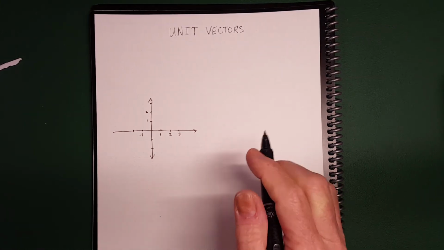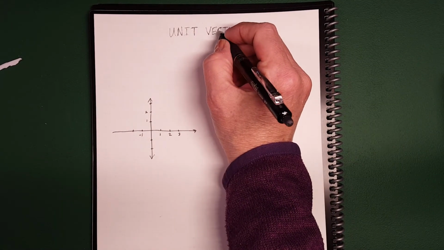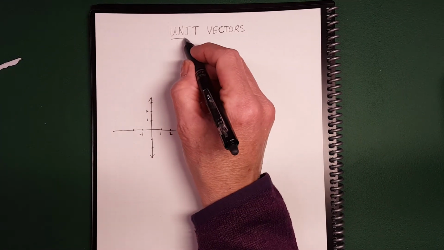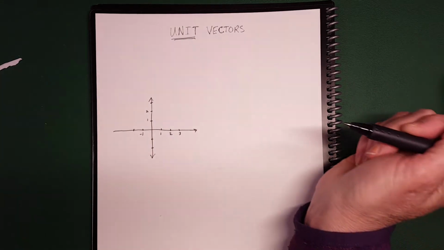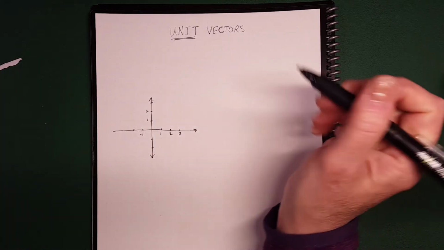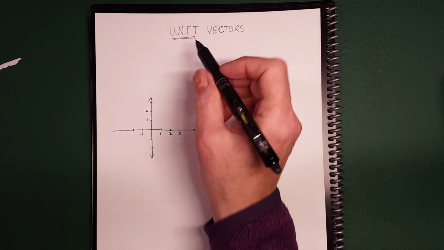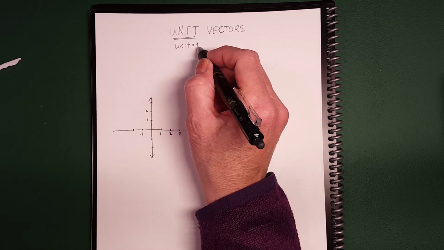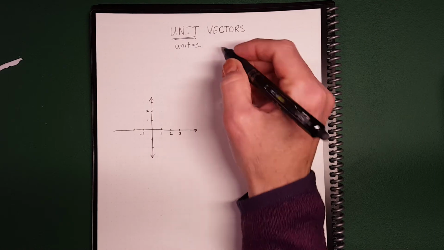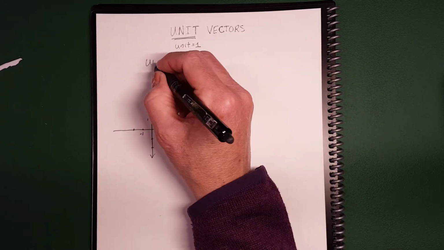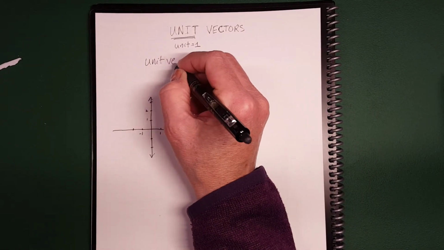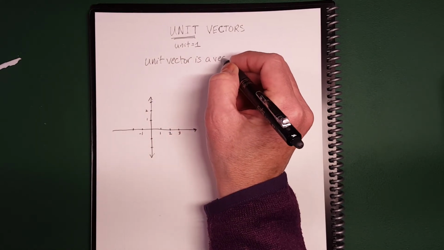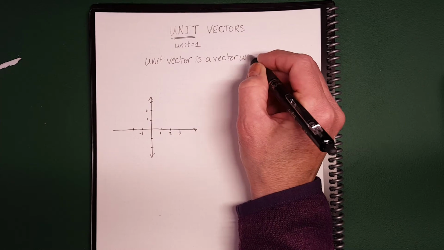We're going to go over what unit vectors are in this video and how we use them. And we should recognize this name, unit vectors. We have something else that we have covered this year related to unit. Remember, in math, unit means one, right? So unit vectors are vectors. A unit vector is a vector with a magnitude of 1.